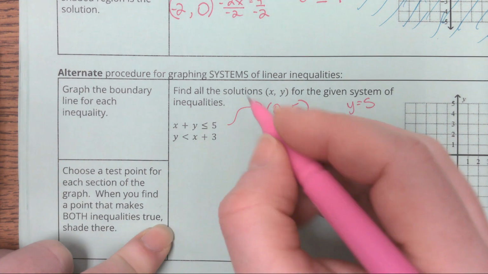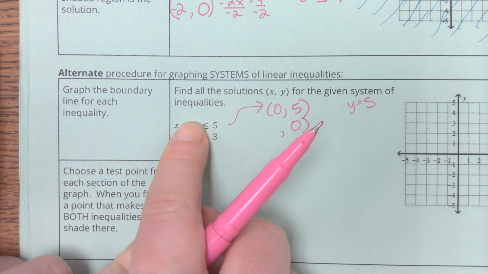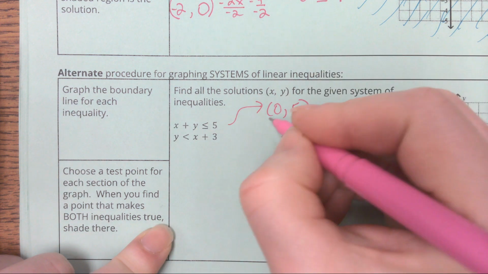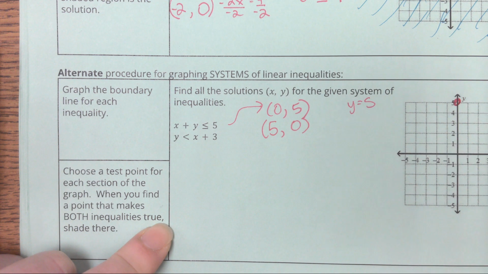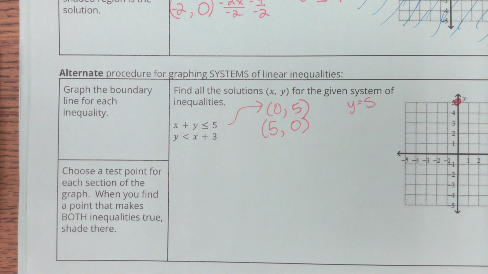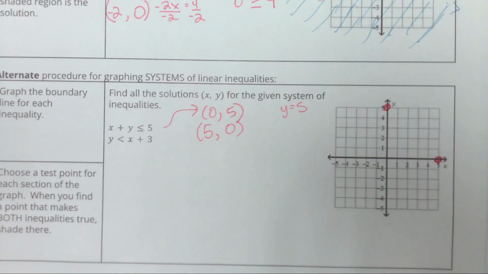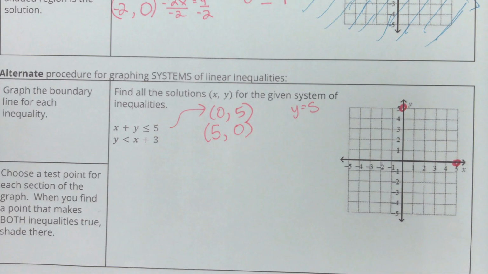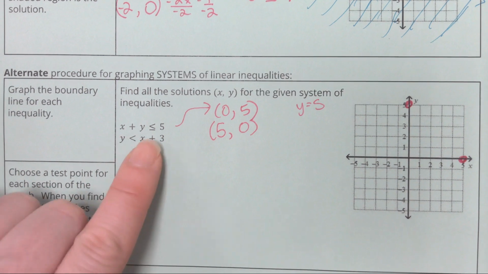I put 0 in for Y. Same thing. The Y drops out. You just get X equals 5. Let's plot the points 0, 5 and 5, 0. Okay. Solid or dashed? Solid.